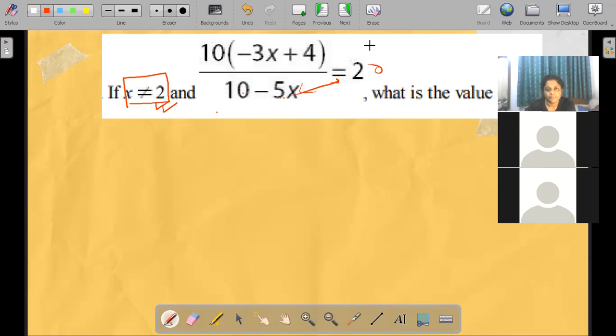I got a value, ma'am. Yeah, how much is it? X is equal to 1. X is equal to 1. How about the others? Shraddha and Pragati?